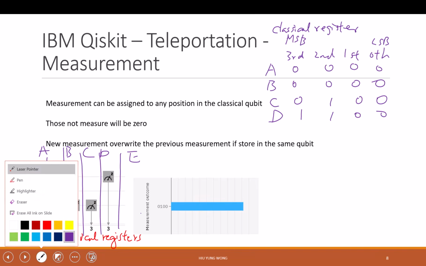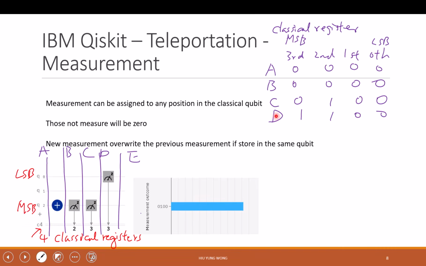Okay, and then the last one is E. What happened to E? E says, okay, do a measurement, but on qubit 0 and store in 3. So this one will get erased to 0 because it is 0, right? Then you get this one. And that's why you get this outcome if you try to do the measurement.